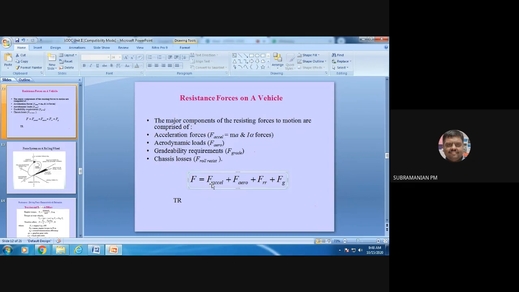In addition to that, when a vehicle is moving, there will be an inertia force also. That can be classified as what? Resistance. Okay. So you can see this one is an inertia force that will be acting opposite to the motion. So inertia force, aerodynamic resistance, rolling resistance, and gradient resistance.